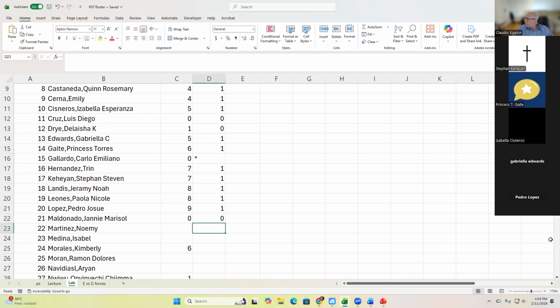Noemi Martinez. I don't see Noemi here. Okay, 0 and 0. Isabel Medina. Hello, Isabel. Looks like Isabel is away from her computer. Kimberly Morales. Okay, Kimberly is here, right, Kimberly? Yeah, I'm here. Okay, good. So you already have a group. Ramon Moran.